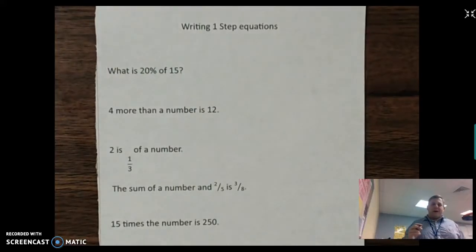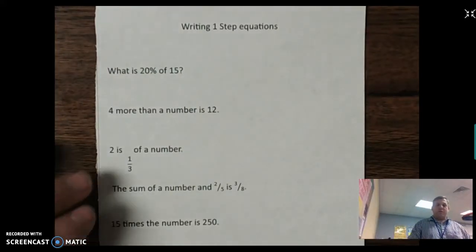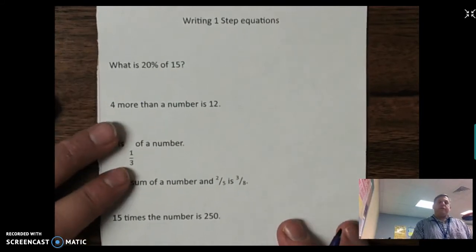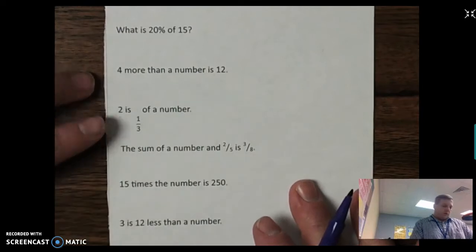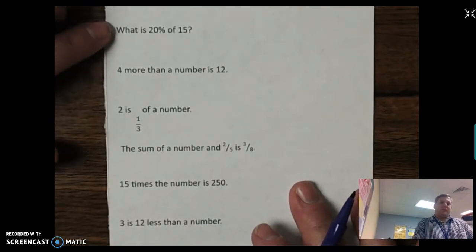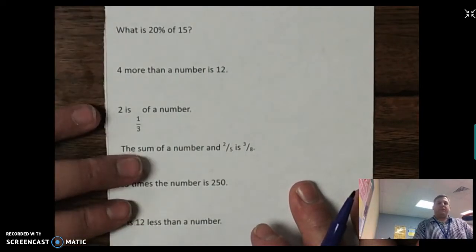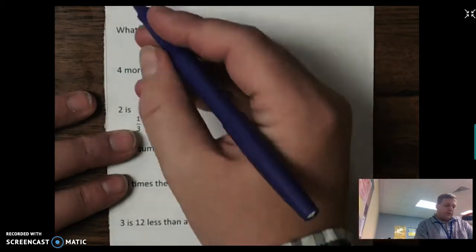Okay, we're going to do writing one-step equations. The good news is, if you're watching this video, you only need to do 5 of these. So, we are going to start with an old one that we looked at a long time ago. What is 20% of 15? But it works the exact same way.